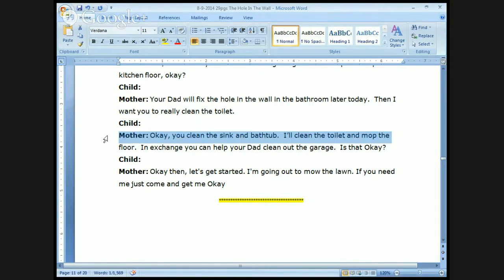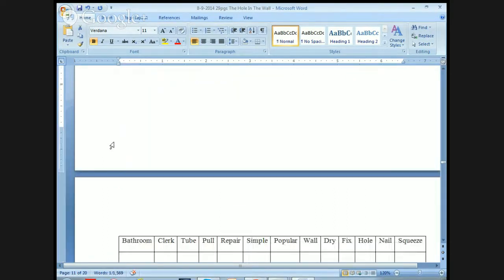Okay, you clean the sink and the bathtub. I'll clean the toilet and mop the floor. In exchange, you can help your dad clean out the garage. Is that okay? Yes, I agree. Okay, then let's get started. I'm going out to mow the lawn. If you need me, just come and get me, okay? Okay.